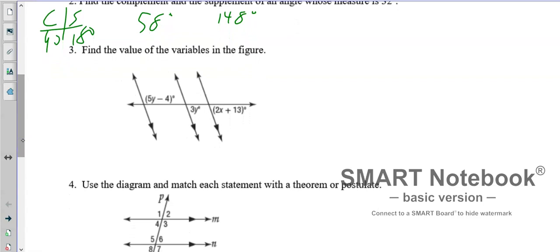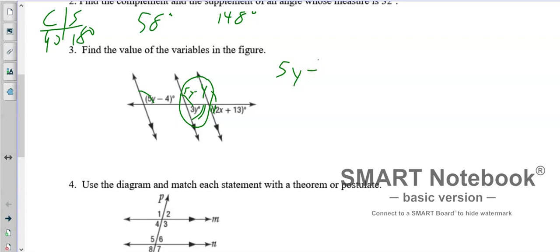Find the value of the variables in the figure. Okay, so remember, this angle is obtuse, which is the same as this angle and this angle. All right? We also know that these two are congruent, so they're corresponding, but notice one's an x and one's a y. So we have to put the y with the y. So this is also 5y minus 4, and notice we have nothing but y. They are a linear pair. They add up to 180. They form a straight line.